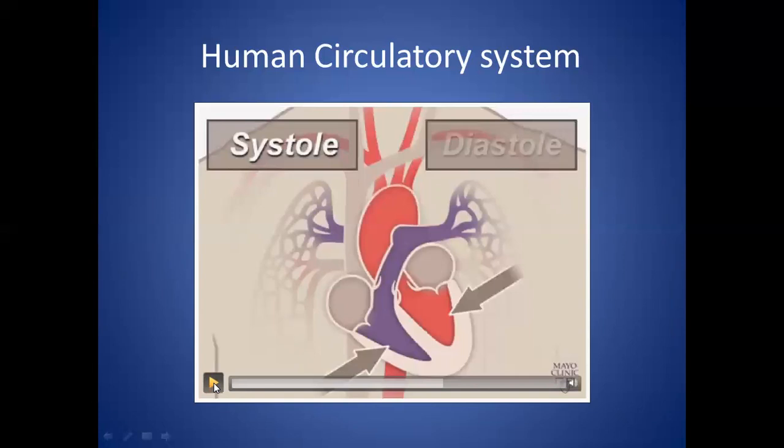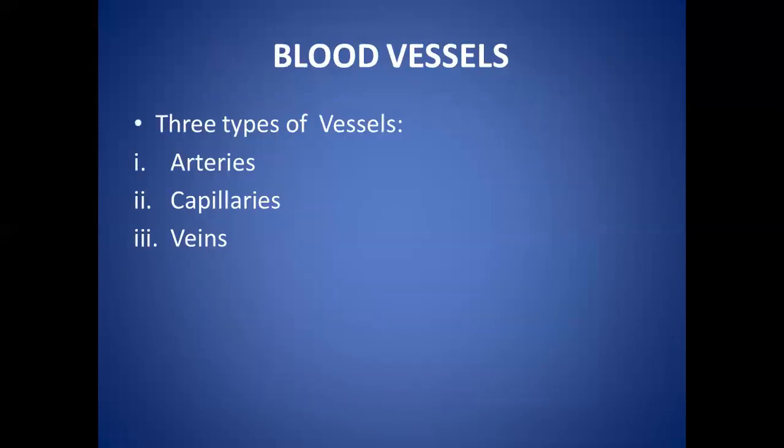So, student, I'm sure you understood from this video how the human circulatory system works. Coming toward the next topic, this topic is about the blood vessels. How many types of vessels are present in our body? There are three types of vessels: arteries, capillaries, and veins.